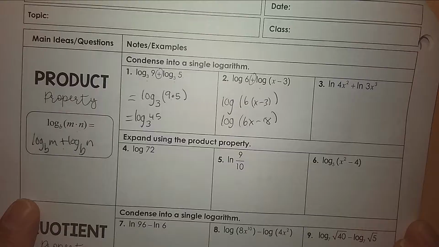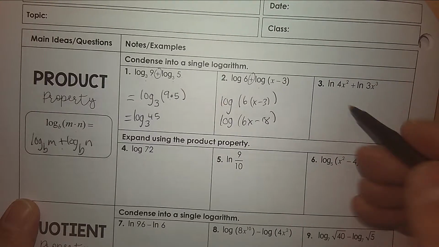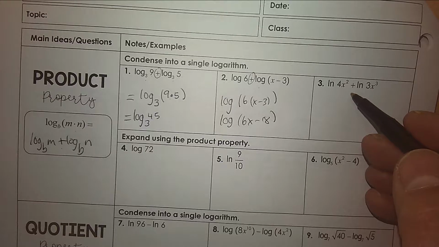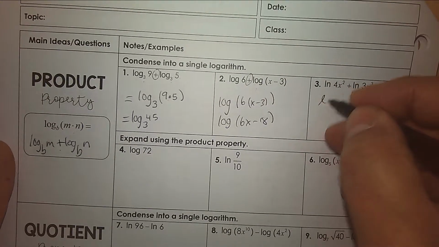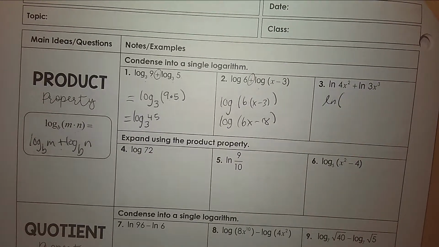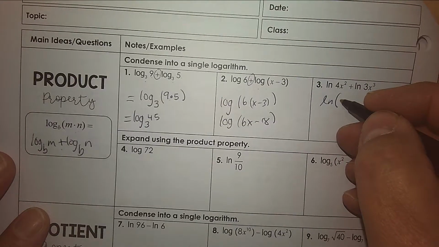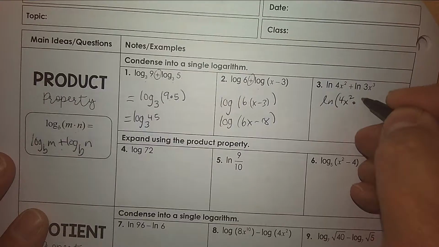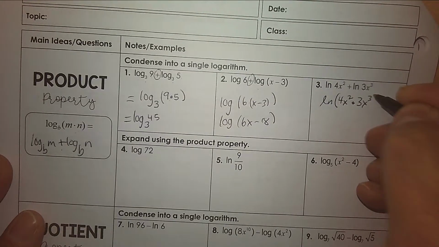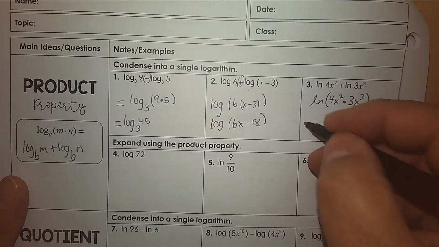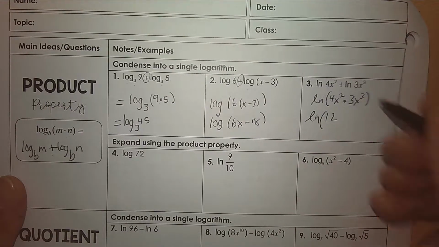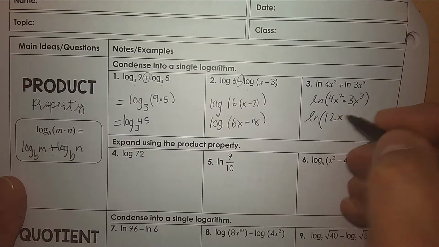Again, number 3, do both logarithms have the same base? Am I adding? Therefore, I can write it with 1 logarithm. And then what's happening inside? What's going to be multiplied is 4x squared and 3x cubed. So when I multiply that, 4 times 3 is 12, and then x squared times x cubed is x to the fifth, done.